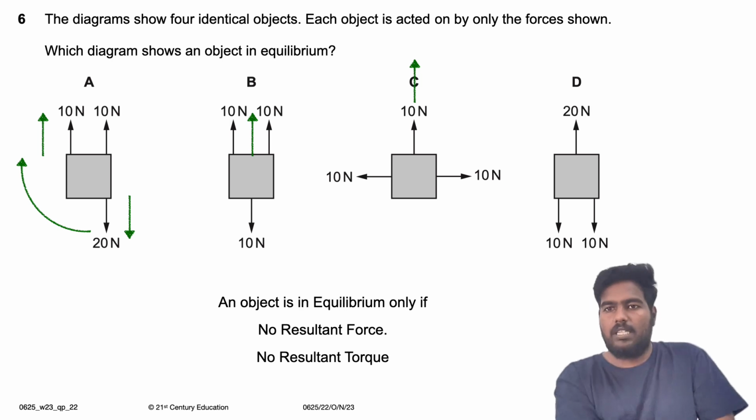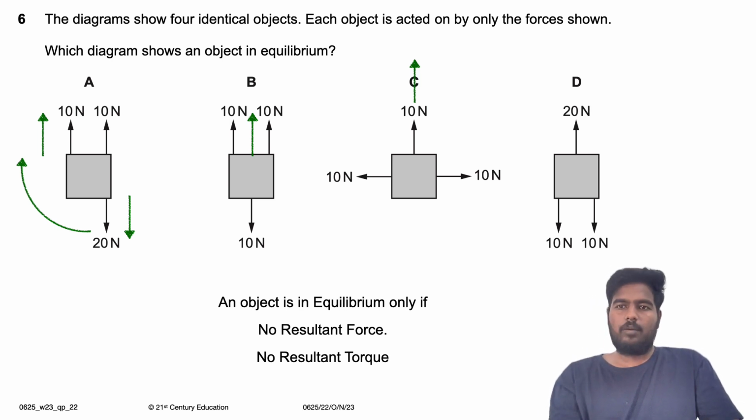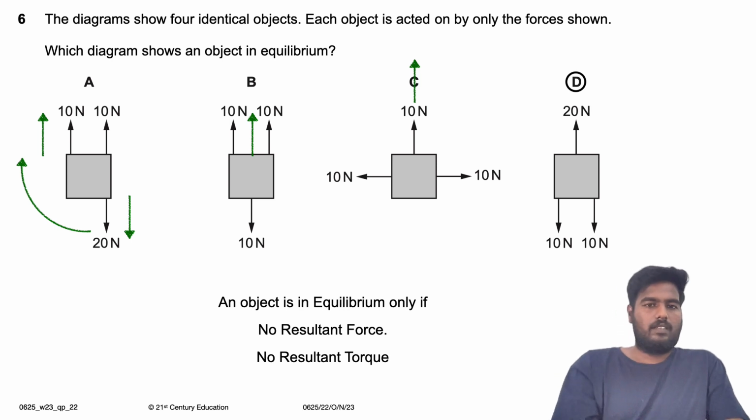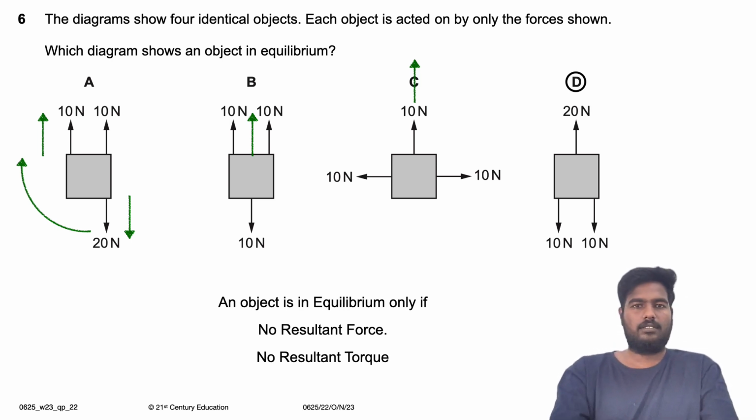Let's look at option D. Option D has 20 newton upwards and 10 newton plus 10 newton downwards. So 20 up and 20 down. And this 20 newton is exactly in the middle of the two 10 newtons. So they will cancel each other out. So no resultant torque and no resultant force. So option D is the right answer. So option D is in equilibrium. Okay, let's move to the next question.